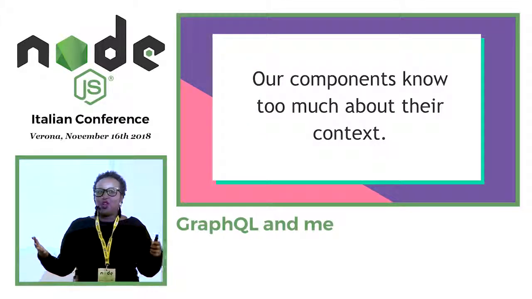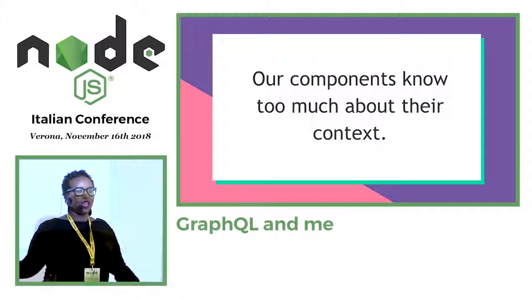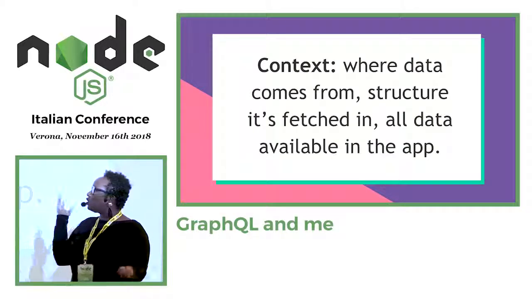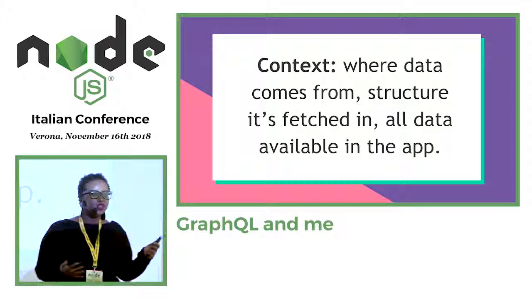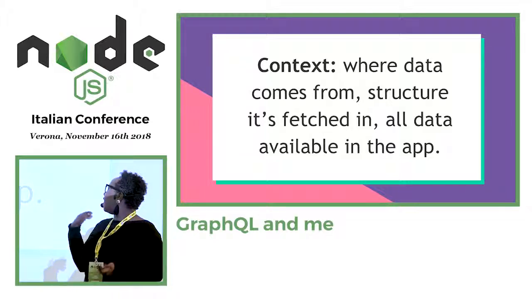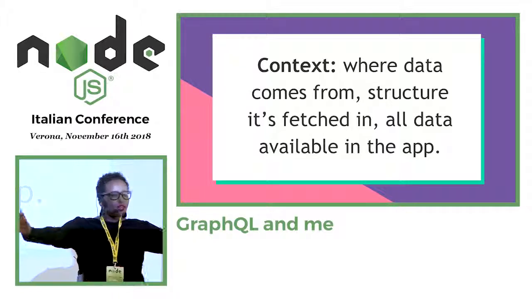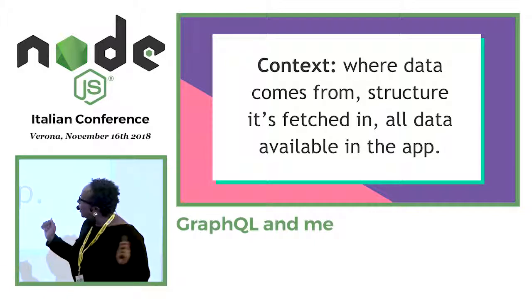And our components know way too much about their context. And by context, I mean where the data is fetched from and what shape it is in. Basically, they know way too much. They need to chill, step back a little bit.